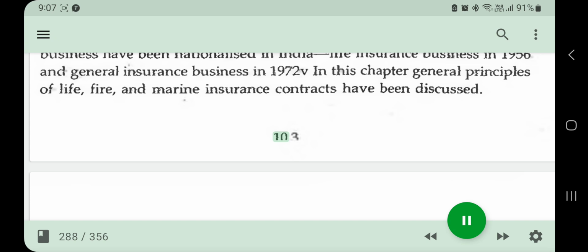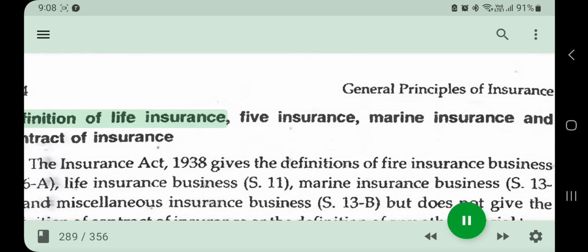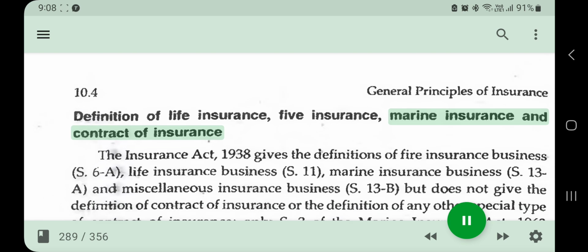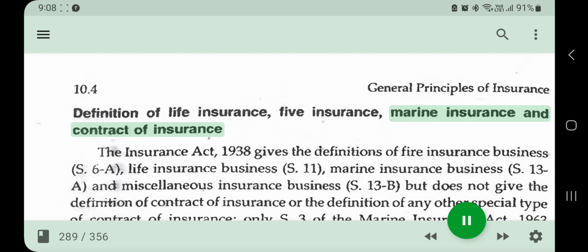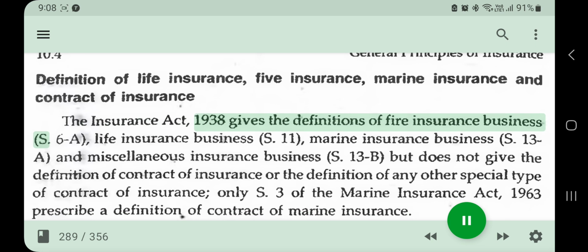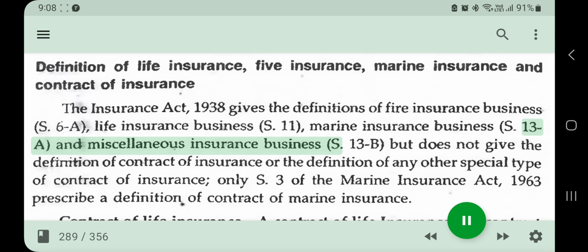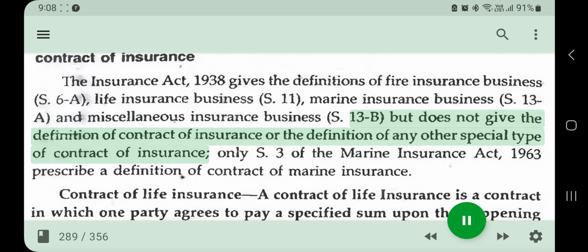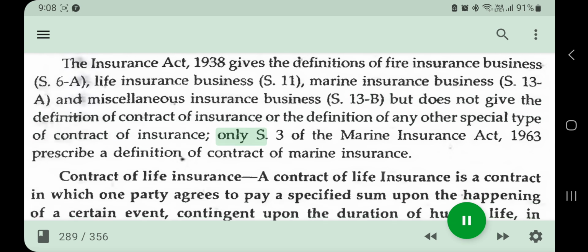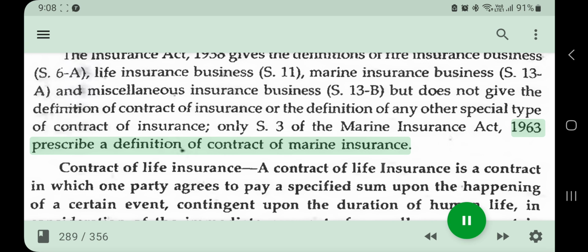10.4 General Principles of Insurance. Definition of life insurance, fire insurance, marine insurance and contract of insurance. The Insurance Act, 1938 gives the definitions of fire insurance business, s. 6a, life insurance business, s. 11, marine insurance business, s. 13, and miscellaneous insurance business, s. 13b, but does not give the definition of contract of insurance or the definition of any other special type of contract of insurance. Only s. 3 of the Marine Insurance Act, 1963 prescribes a definition of contract of marine insurance.